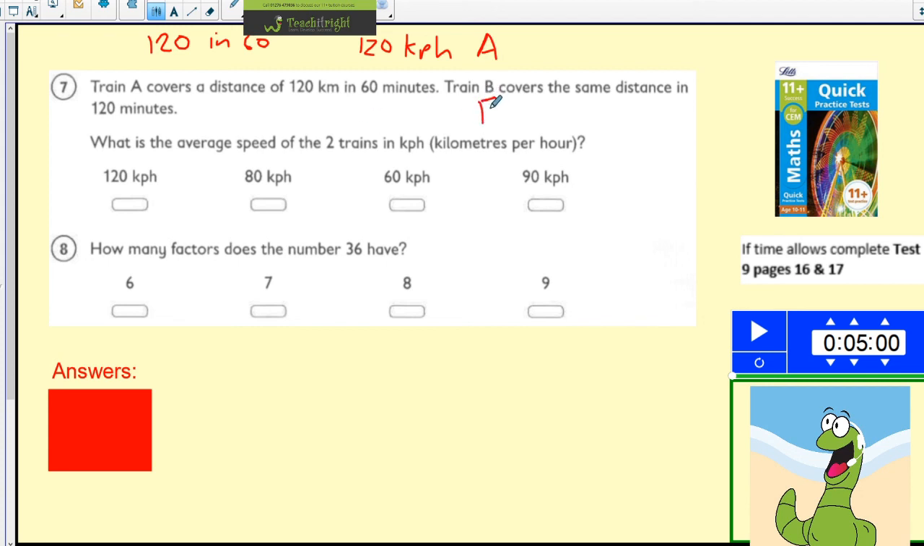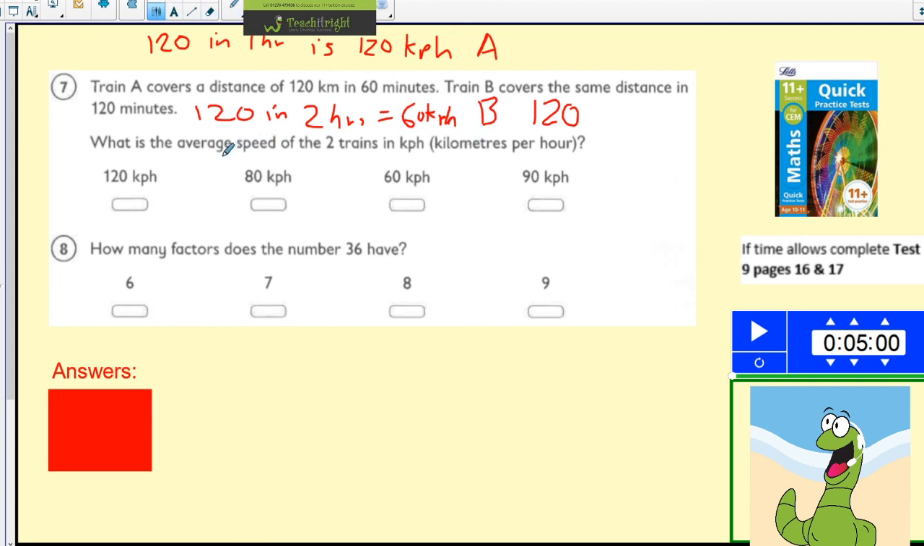Train B is going to go the same distance in 120 minutes. So it's done 120 in 120 minutes, that's 2 hours. But let's write it this way, let's just clear it up. So 120 in 1 hour is 120 kilometers per hour. 120 in 2 hours is 60. 60 kilometers per hour. H is always difficult to draw.